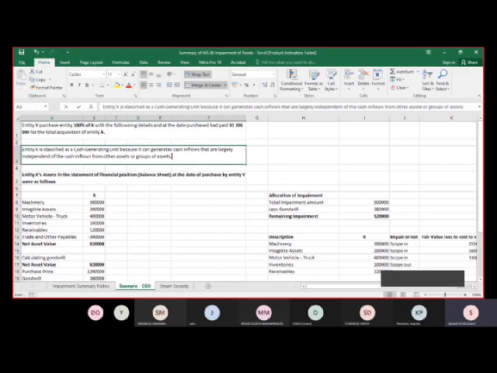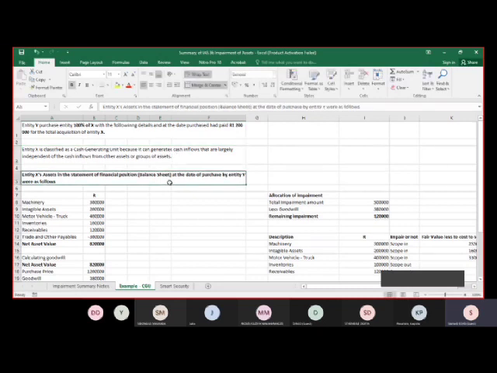Sorry, my definition I think is wrong here. An entity X is classified as a cash generating unit because it can generate cash inflows that are largely independent of the cash inflows from other assets. Yeah, that's correct, or group of assets. So that's why they are saying entity X is a cash generating unit.